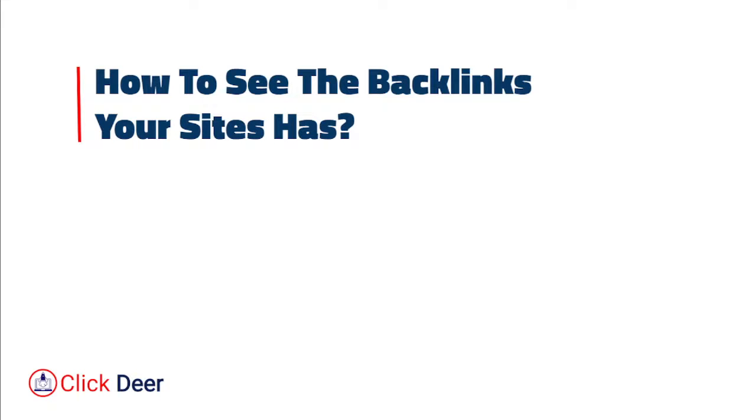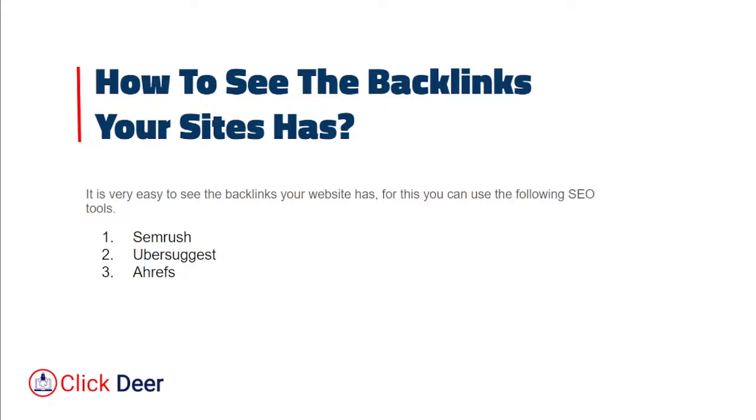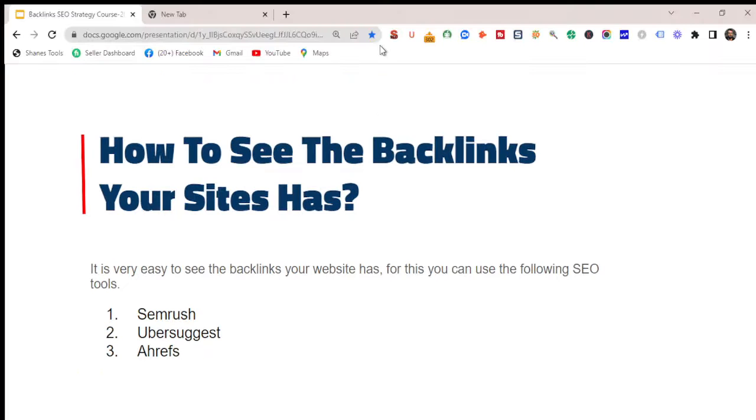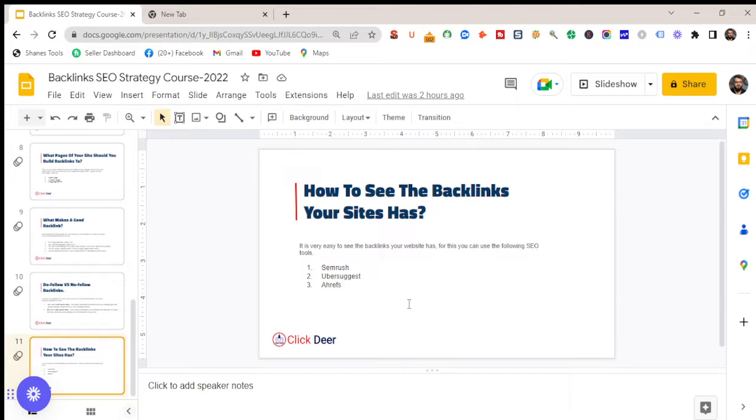So now let's see how to see the backlinks your website has. In other words, how to identify the backlink profile for your own domain, right? So it's very simple. For this, you have to use some paid or free tools like SEMrush. They provide a free account as well. Ubersuggest, Ahrefs. And now let me show you a quick demonstration of how you can in fact see the backlinks for any domain, how to see the organic traffic for any domain, and how to see the ranking keywords for any domain as well, right? So let's go to another tab.